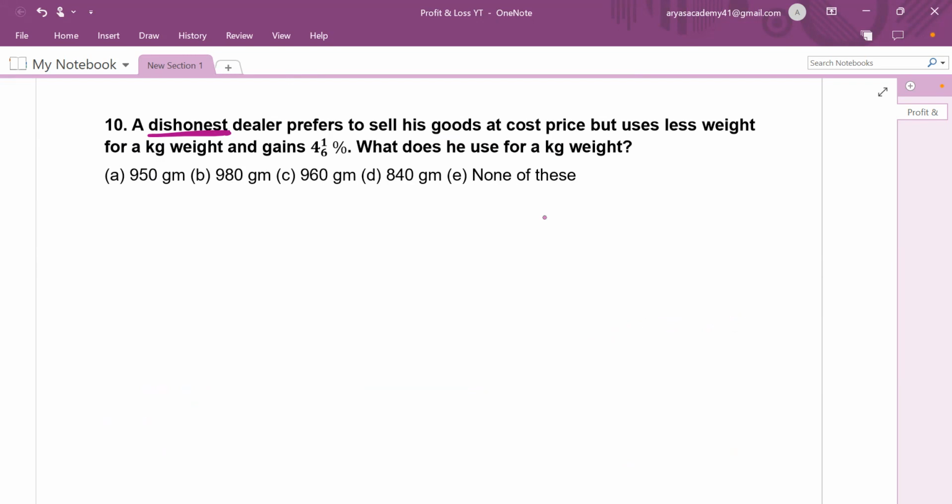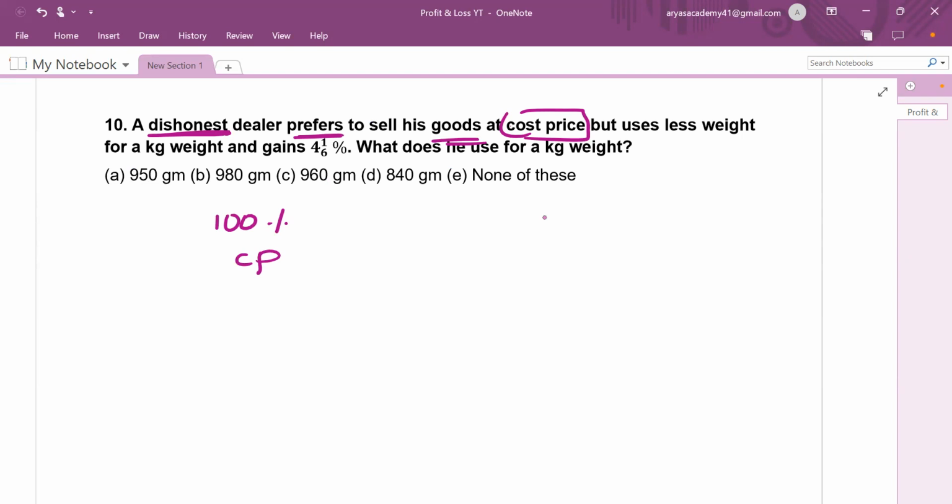So he is being dishonest either by collecting more price than the actual price, or by reducing the weight so that he can gain profit. Okay, so a dishonest dealer prefers to sell his goods at cost price. So the statement is like this: I am giving you at what I have bought, means I am getting at 100%. So this is cost price.